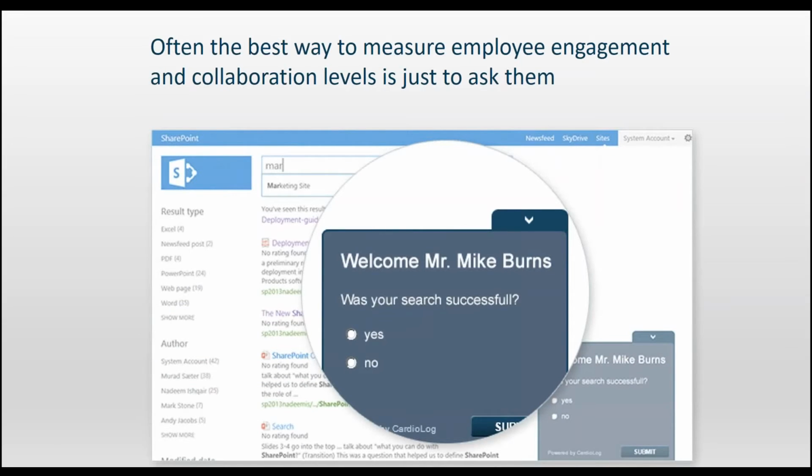And lastly, oftentimes the best way to measure employee engagement is to simply ask them. We know this is a soft concept, so to speak, so it's very hard to come up with set metrics, and for that reason, we need to go to employees and say, hey, how are you doing? Are you finding what you need? Do you need help with anything?